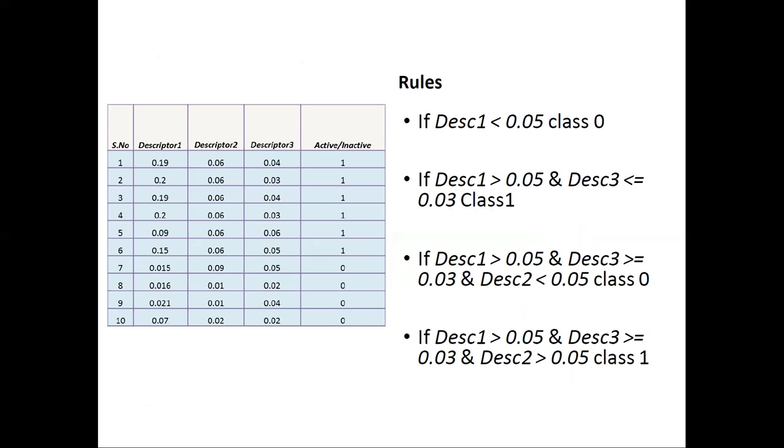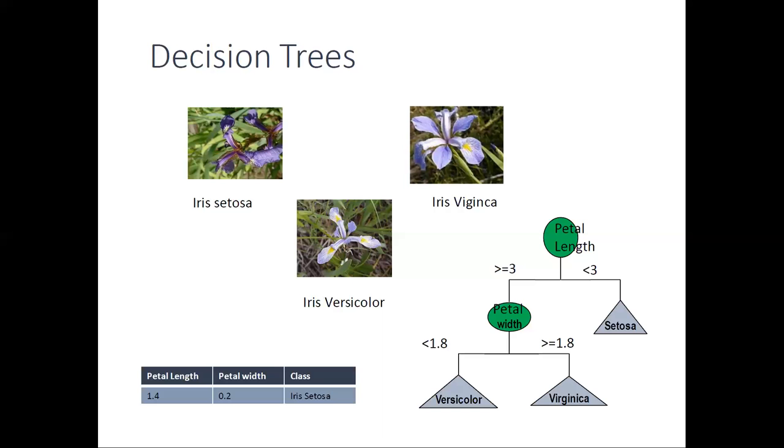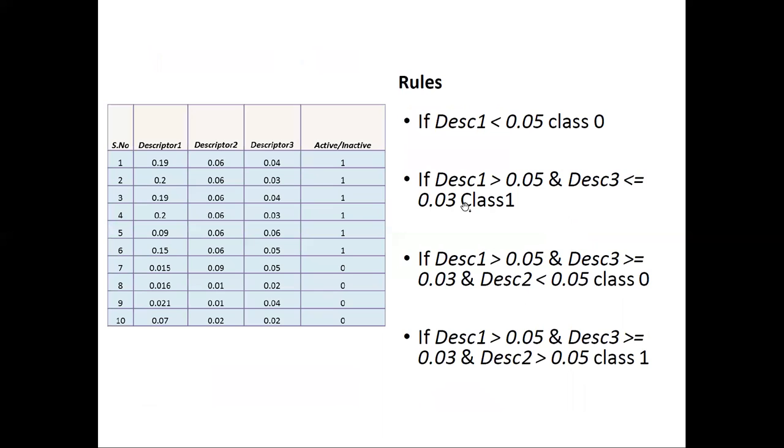Similarly, given a set of descriptors, we can evolve a decision tree from the root node to the leaf nodes, and from those decision tree models, we can also extract rules. For example, the rule here is: if petal length is greater than or equal to 3 and petal width is less than 1.8, then the example is classified as versicolor. Like that, we can devise multiple rules to classify the data depending upon the combination of descriptor values it has.